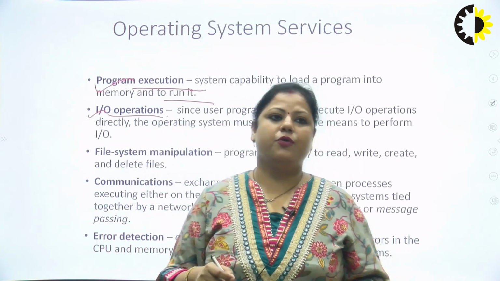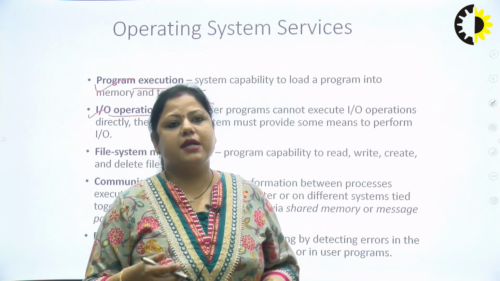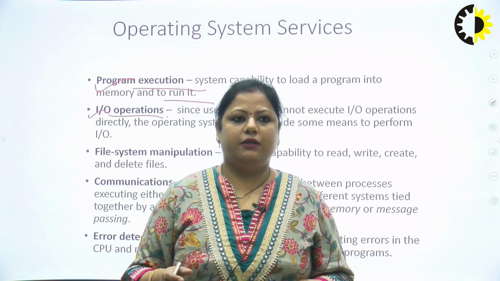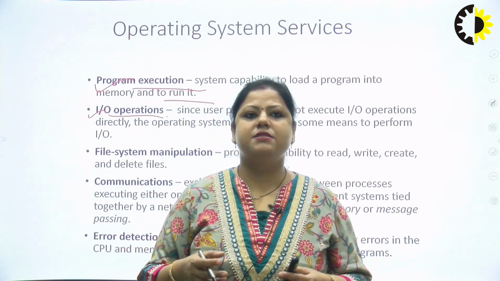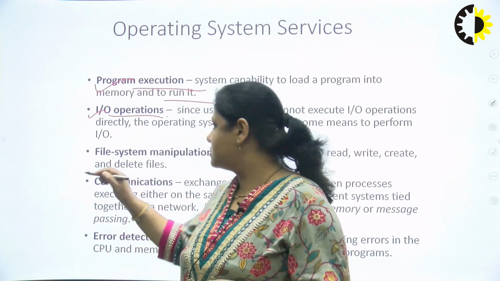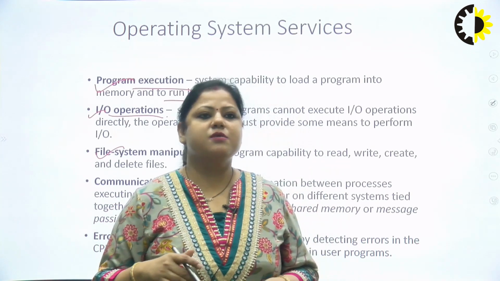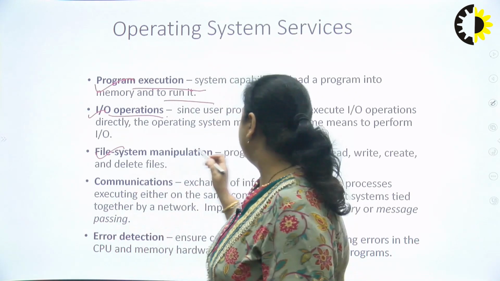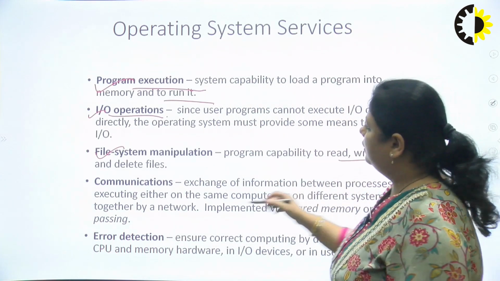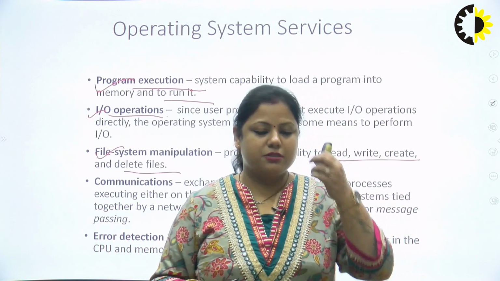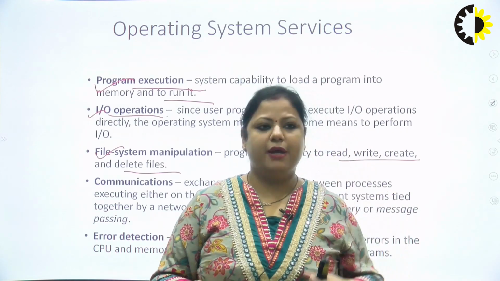Next is input output operation. What is input output operation? Since user programs cannot execute input output operations directly, the operating system must provide some means to perform input output. Now what is file system manipulation? In file system manipulation, the program has the capability to read, write, create, update and delete files. This is file system manipulation.